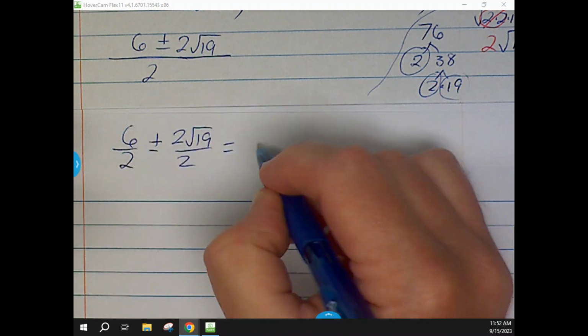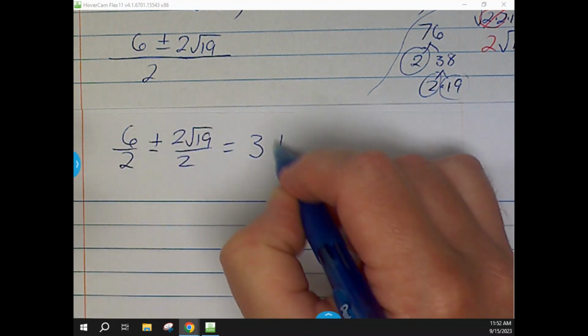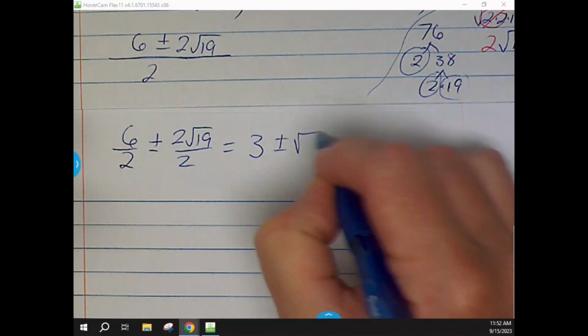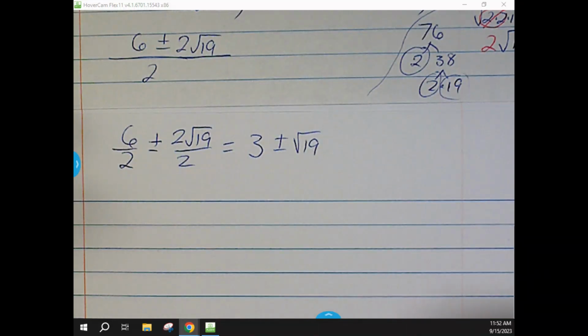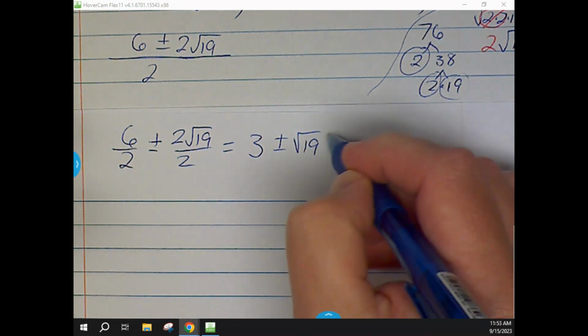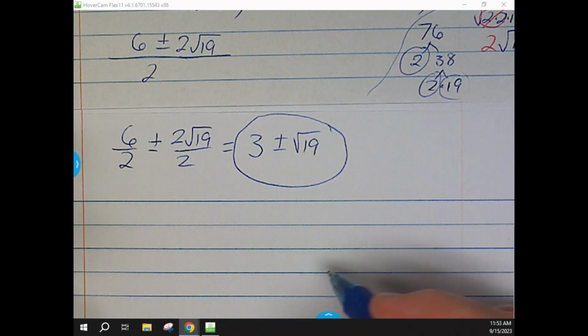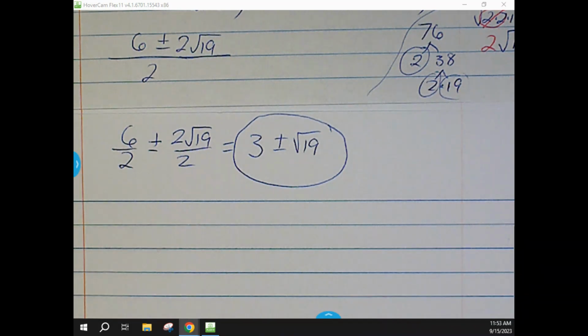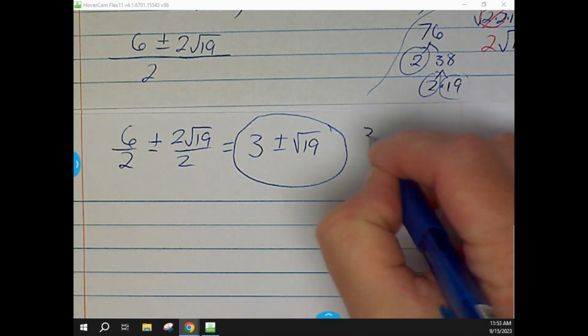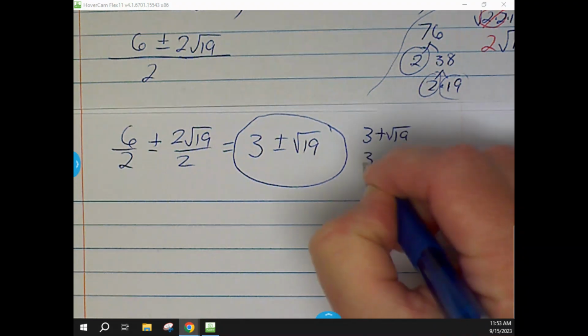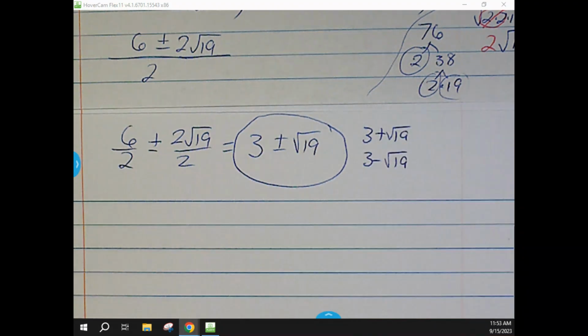Okay, so that is 3 plus or minus, those two cancel, square root of 19. And if you're writing your answer, you can put that plus or minus. So for that one, that would be done. And they will probably tell you in that case to leave the answer in radical form. And again, if you wanted it as two separate answers, one answer would be 3 plus the square root of 19. The other answer would be 3 minus the square root of 19.